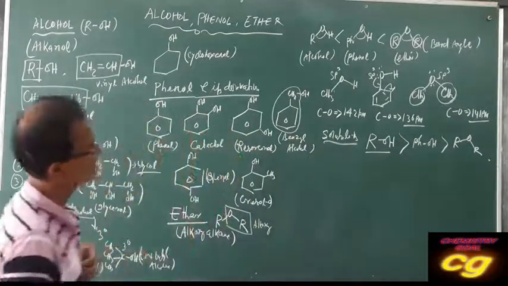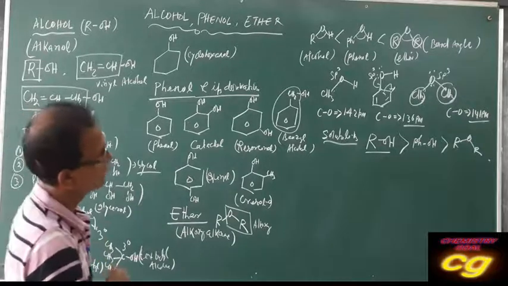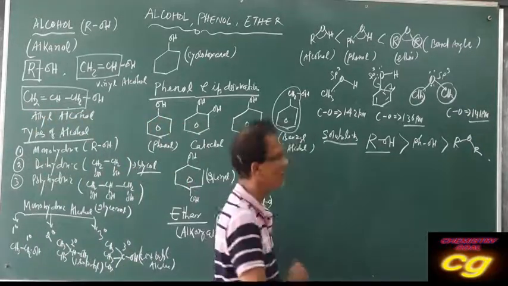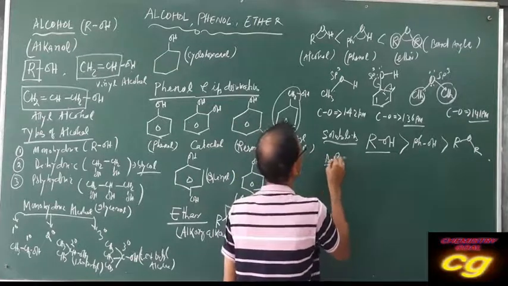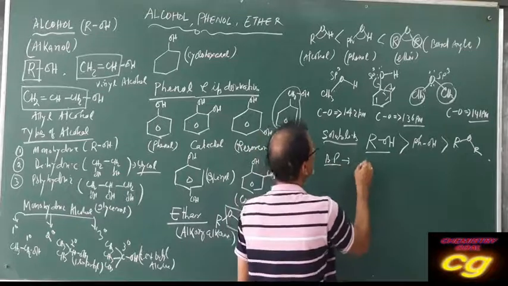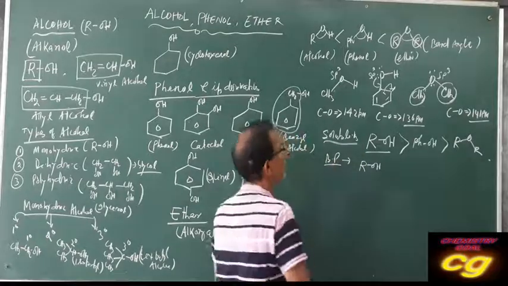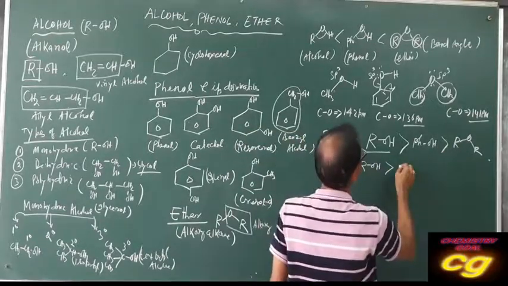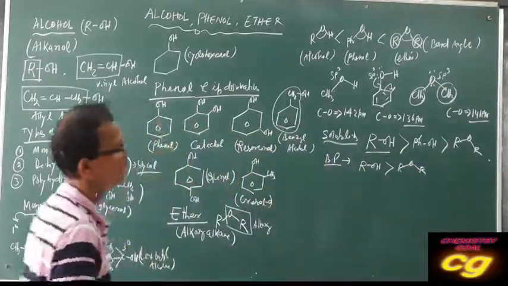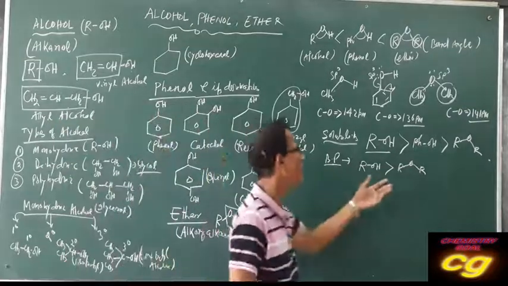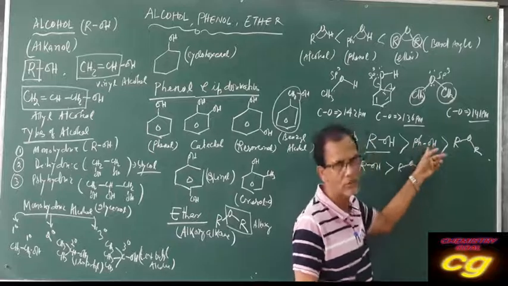Then taking the same number of carbons, if you compare alcohol and ether, if you compare the boiling point, generally alcohol will be greater than which one? Ether, due to hydrogen bonding. And phenol generally has a high boiling point because the benzene has a larger size, greater van der Waals force, and also it has hydrogen bonding.